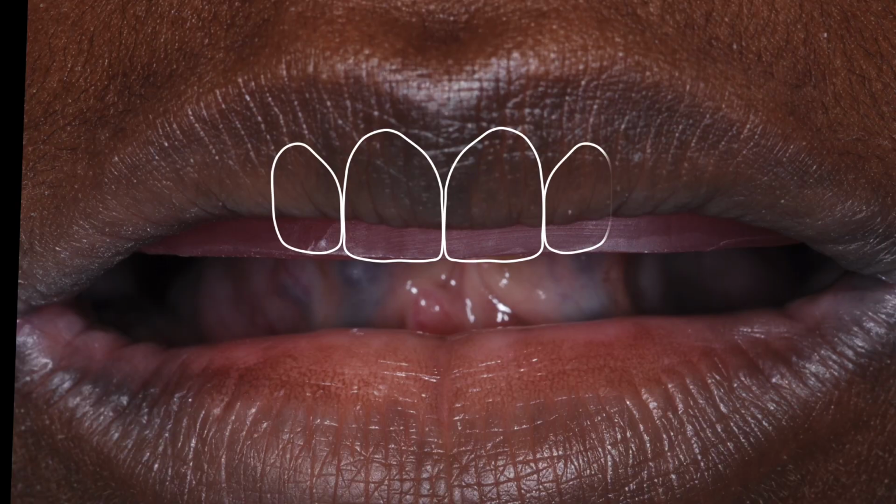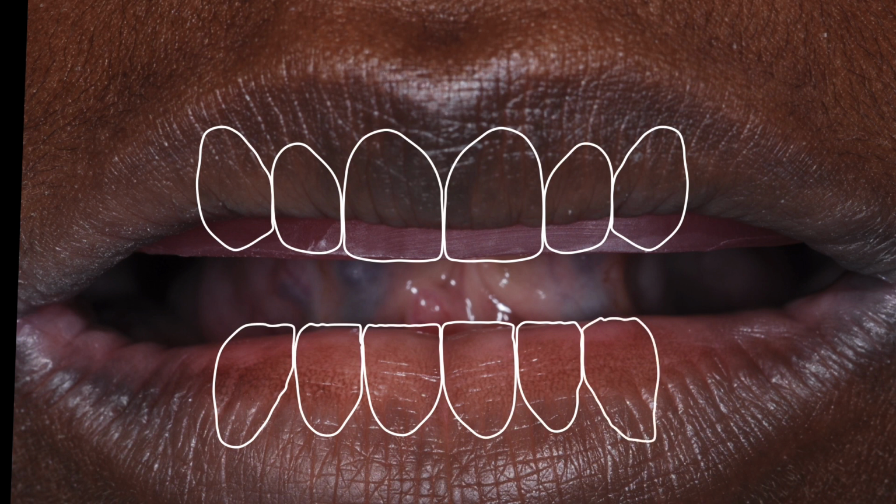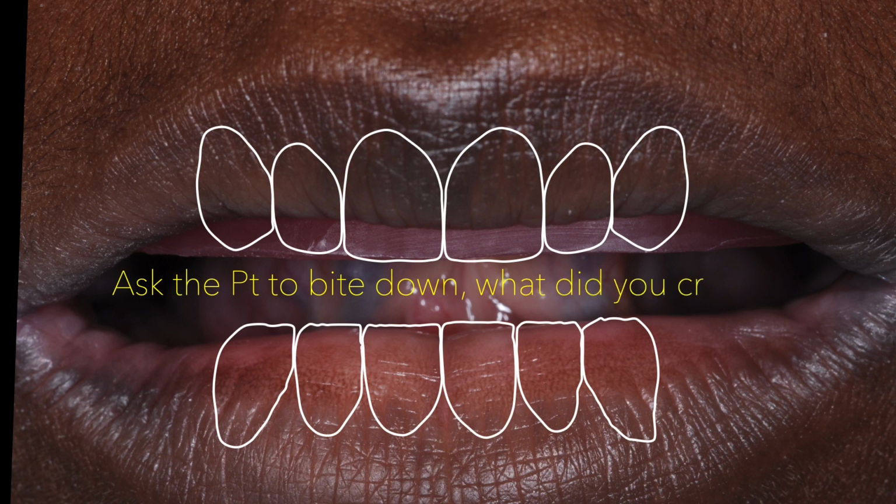Once we get the central set, we know where the laterals go, right? Size, incisal ledge position a little shorter, gingival margin position a little shorter. Once we get the lateral set, we know where the canines go. Once we get the canine set, we can start to establish the mandibular anterior tooth position. Same process of setting the incisal ledge relative to their face. And now we would ask the patient to bite down. And what did we just create? How about vertical dimension of occlusion?